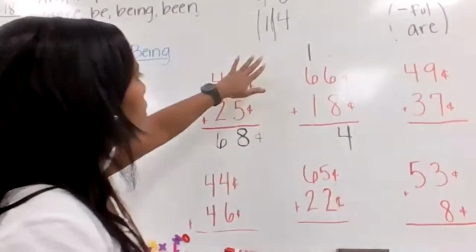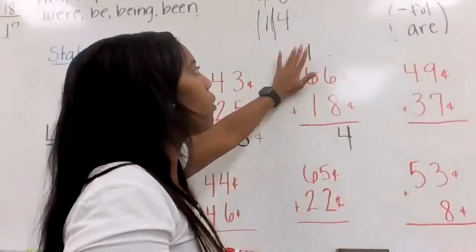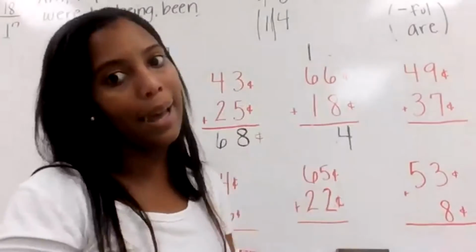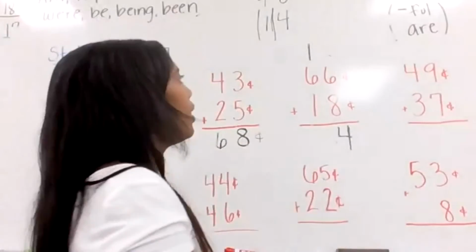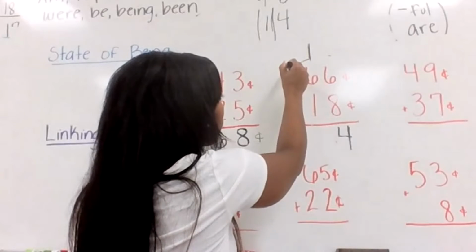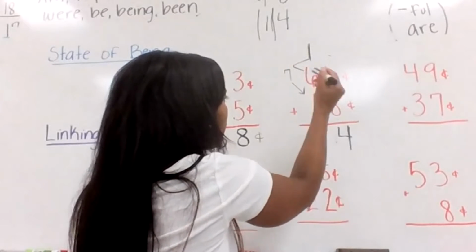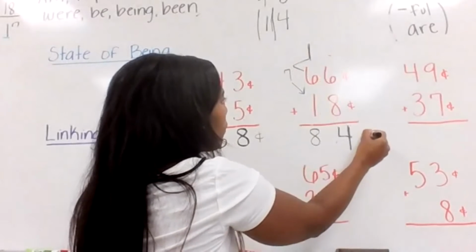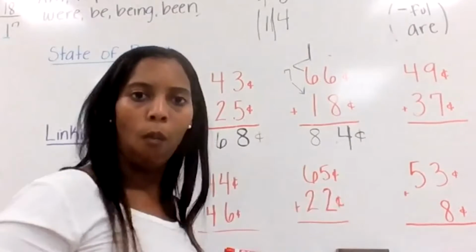Okay, so let's go ahead. Now that I carried my 1 over, I have to make sure to add the 1. Don't forget about the 1. So I have 1 plus 6 equals 7, then 7 plus 1 equals 8. 84 cents. 84.